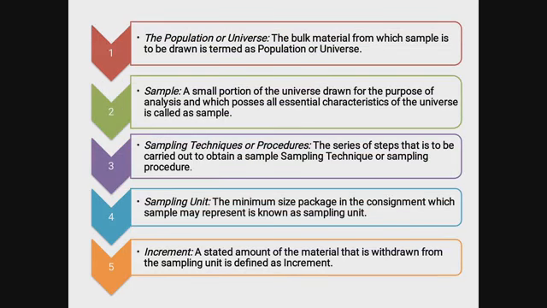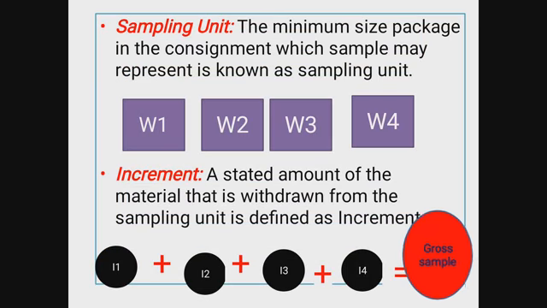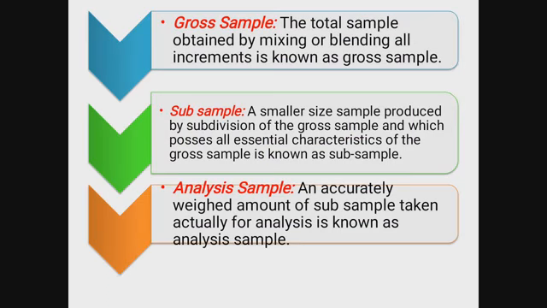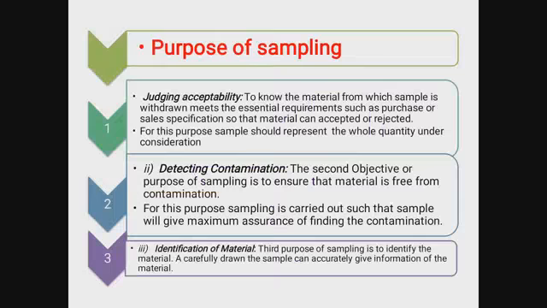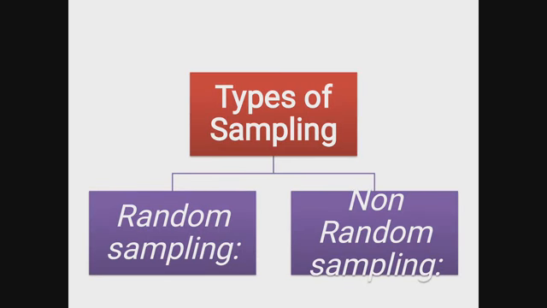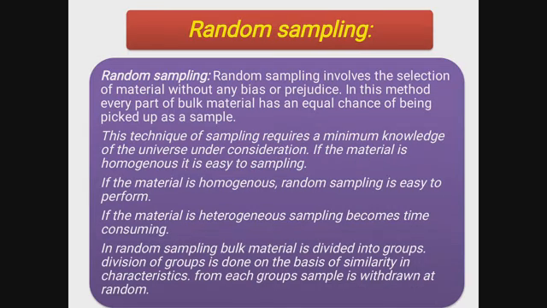Then in today's lecture we are going to learn the types of sampling. What are the types of sampling? Generally there are two types of sampling: random sampling and non-random sampling. Non-random sampling is also called systematic sampling. So what is the difference between random sampling and non-random or systematic sampling?